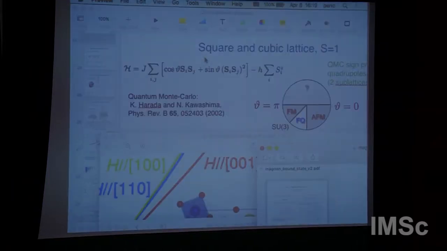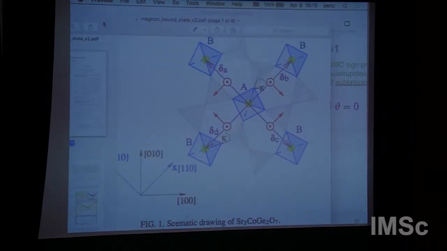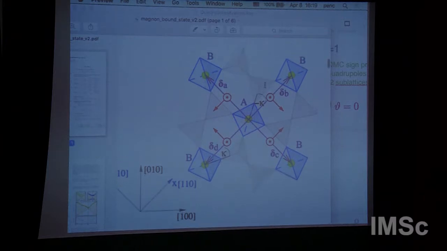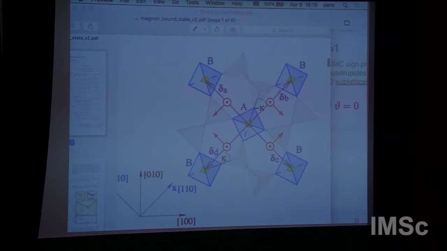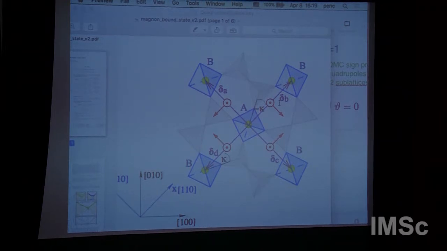Yes, this here. This is the same plot, less artistic but easier to understand. These are the tetrahedra that are tilted with 2 different angles with respect to each other.